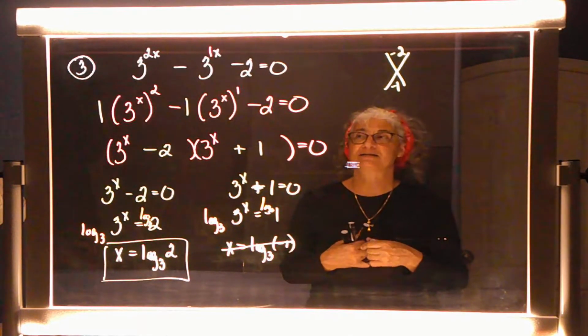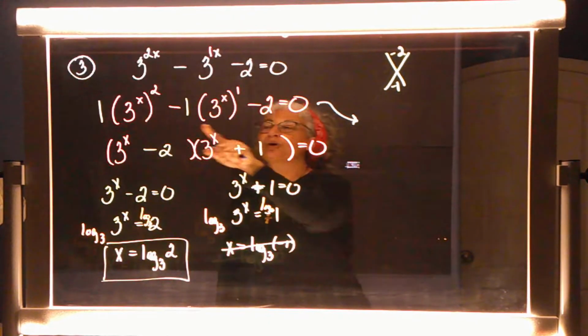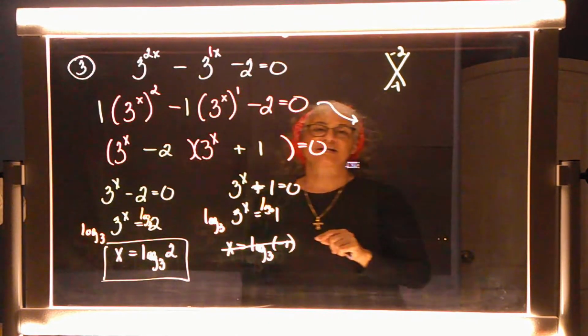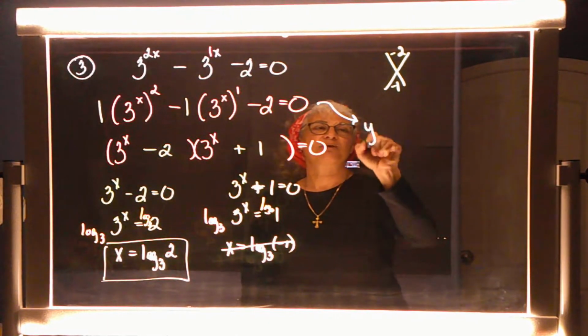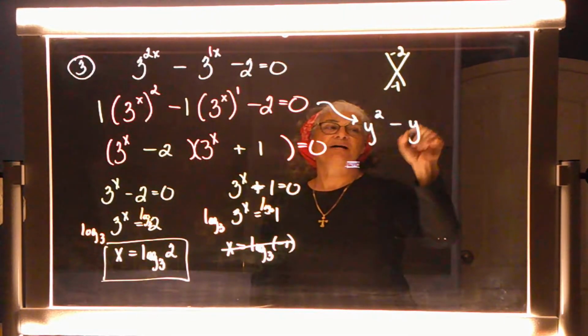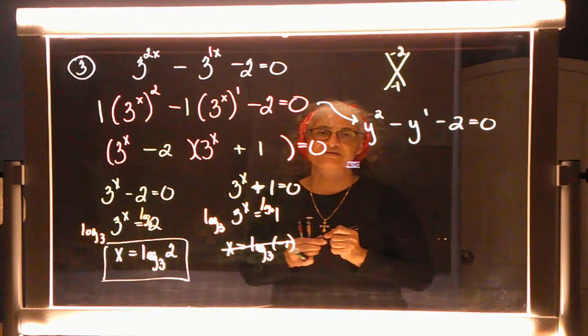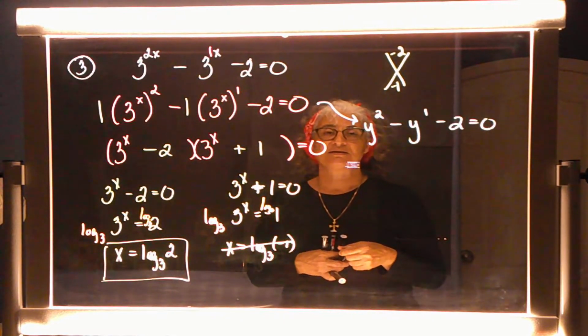And again, some of you are like, I like it better if I could write something else instead of 3 to the x. Well, that's fine. Then write y to the second minus y to the first minus the 2 equals 0, and then solve, and we'll get the same answer. Are you with me? Okay, hang in there.